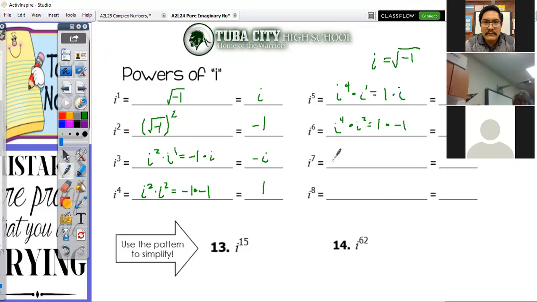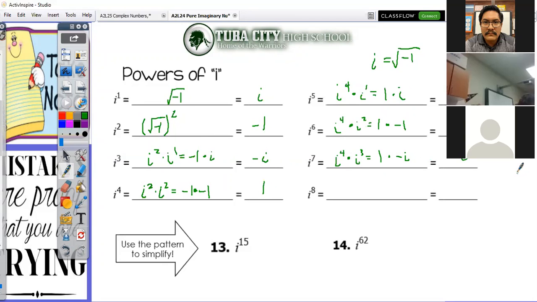Okay, now i to the 7. If you look at the powers here, 1 power, 2 power, 3 power, the powers combined would make i to the 7. So i to the 4 is 1 times i to the 3, which, looking at this line, is -i. Oops, I said 1. I don't know why I wrote 4. 1 times -i, and that would just give us -i.